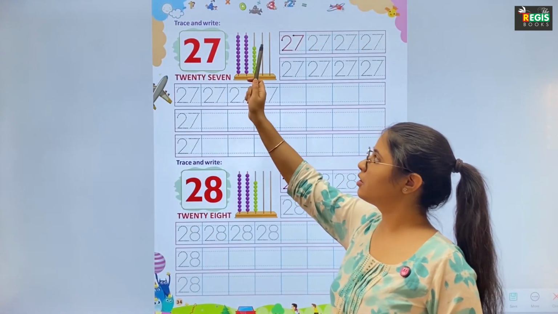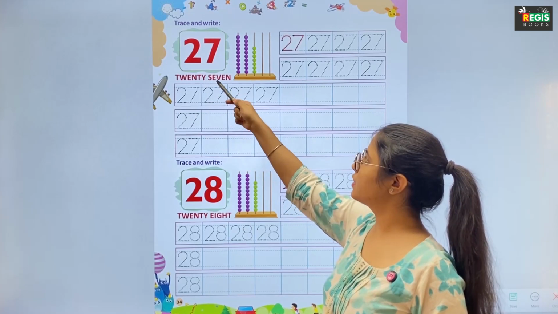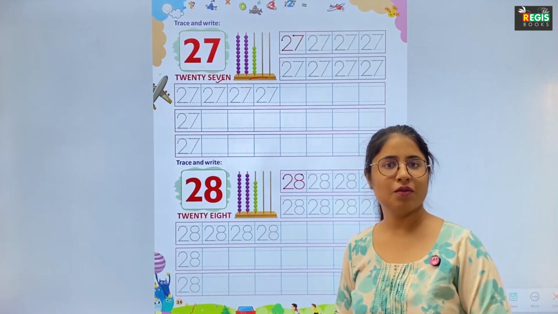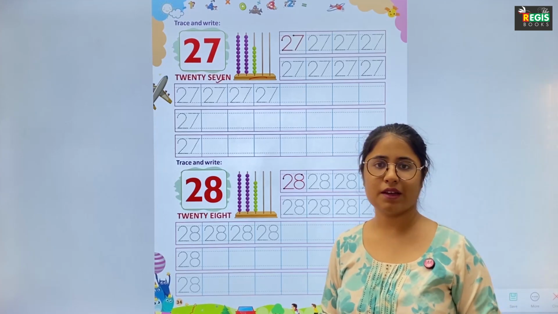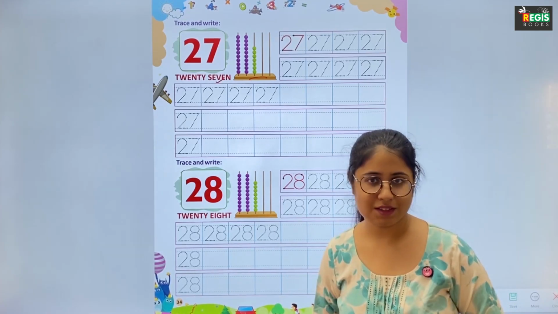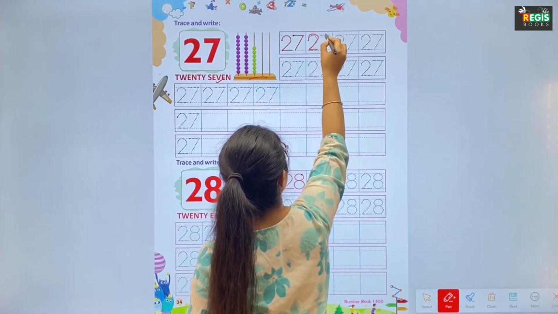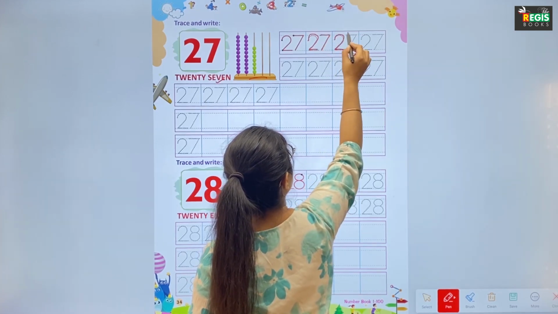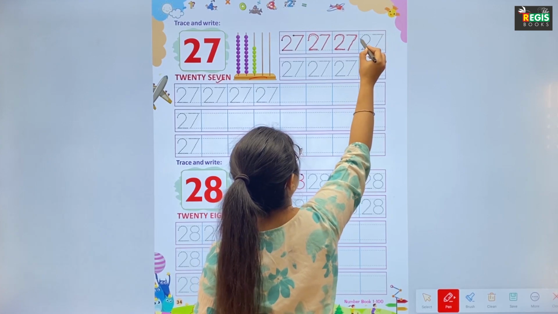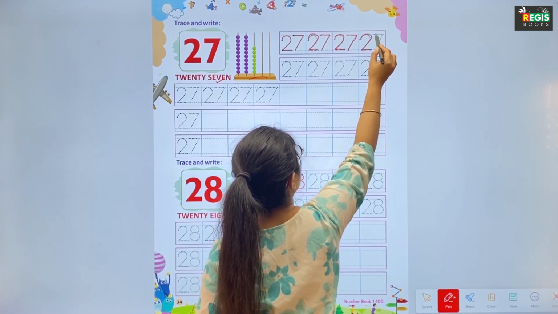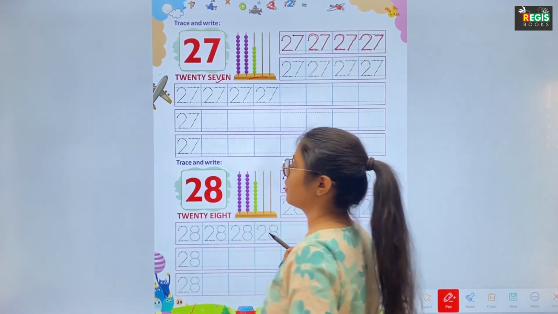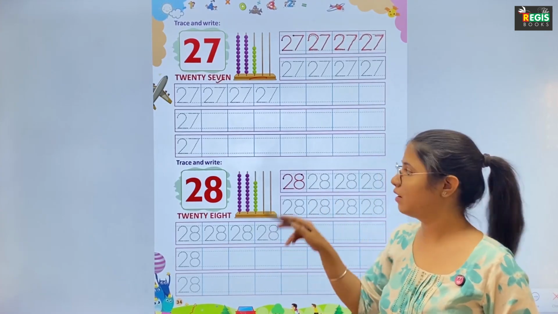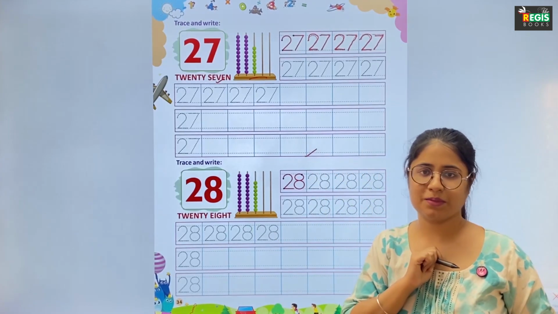Trace and write 2, 7, 27. These are total 27 dots. We write the number 27 by writing 2 and 7 together. 2, 7, 27. And similarly आप rest of the boxes में number 27 लिखकर इसकी practice करोगे.